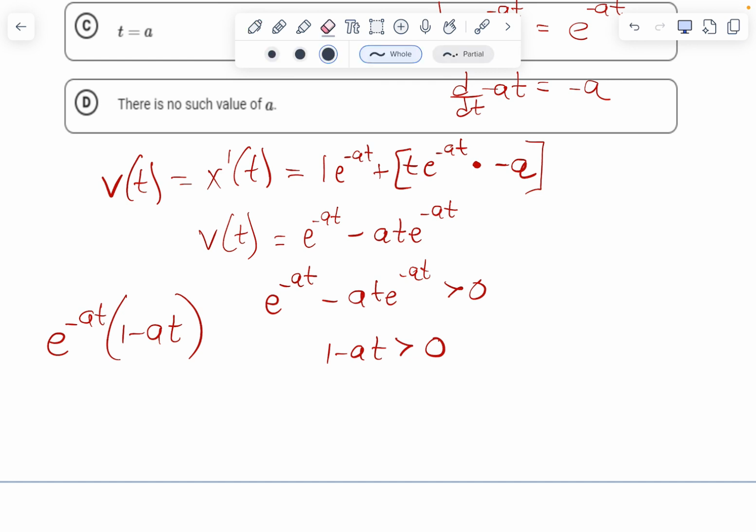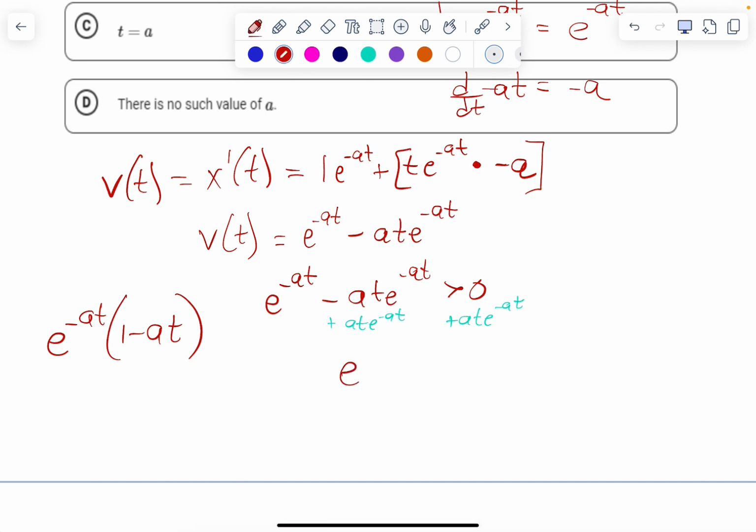You know what? Maybe I'll just show it because I see some faces. So if I add this one to both sides, we'll get e to the negative at greater than at e to the negative at. And then we can cancel these. Okay? And that will leave us with 1. Good?